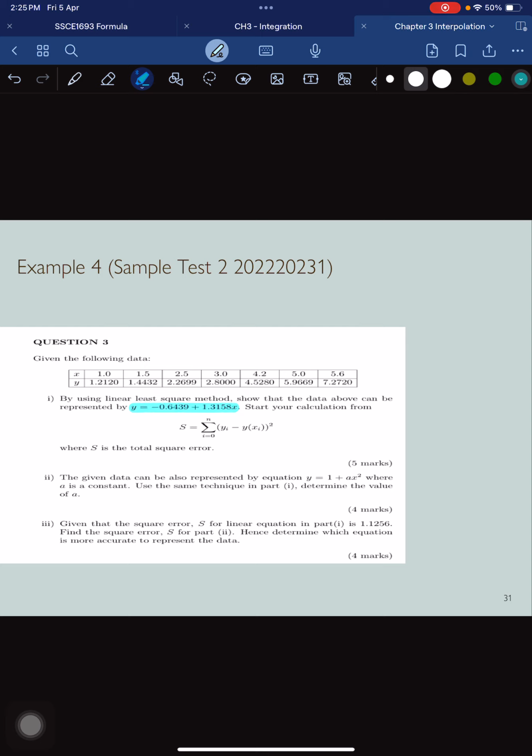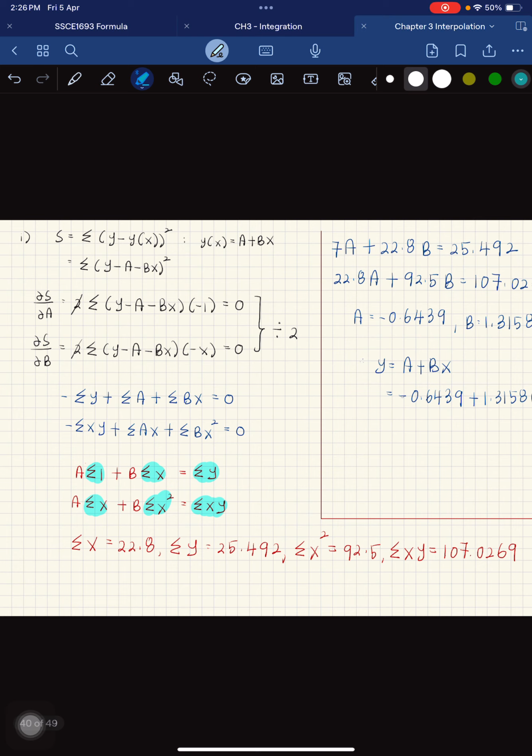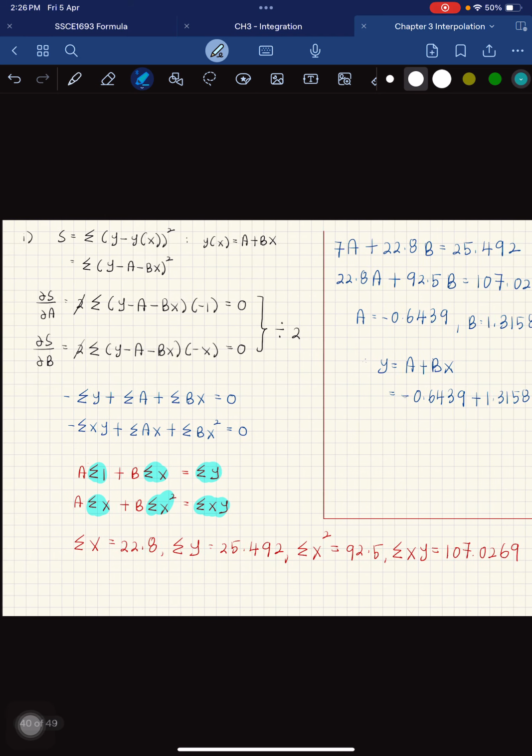Okay. Number 2. The given data can also be represented by the equation y equal to 1 plus ax squared, where a is a constant. Use the same technique in part 1, determine the value of a. Okay. Now, the estimation of y is changed to 1 plus ax squared. Okay, number 2.